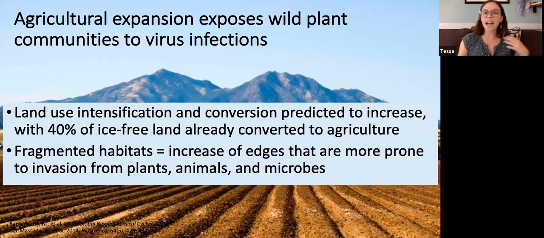And this ties into agricultural expansion because wild plant communities are the ones that are exposed to these novel moving around pathogens. Land use is intensifying and conversion is also continuing with a lot of our ice-free land already converted to agriculture. And the remaining land are fragmented habitats. And these fragments have more edges, and these edges are more prone to invasion from plants, animals, and microbes.